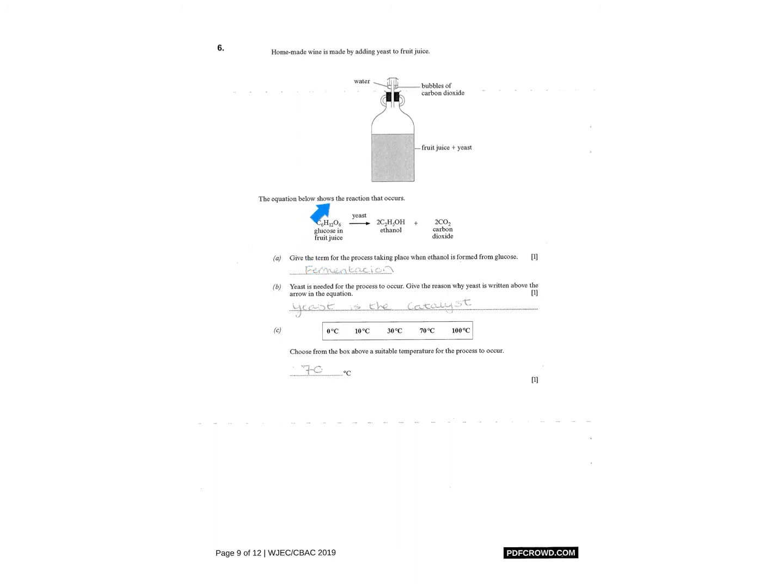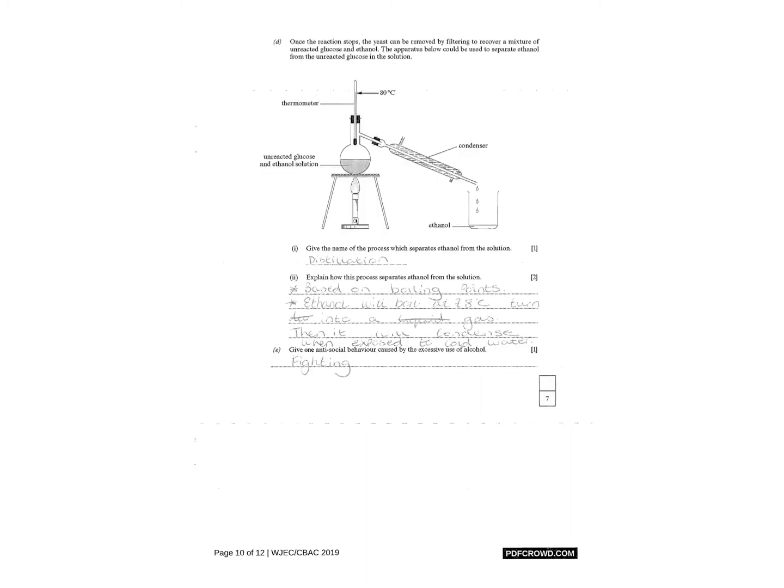Give the name for the process taking place. So you can see these questions are all very similar. Fermentation. Yeast is needed for the process to occur. Give the reason why yeast is written in the above equation. Yeast is the catalyst, that's why it's written there. Choose from the box. It's 80 degrees, so I would have gone with 70 as that's the closest one.